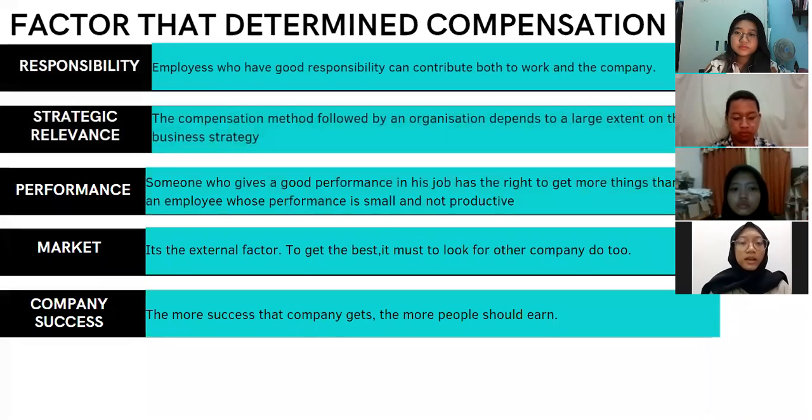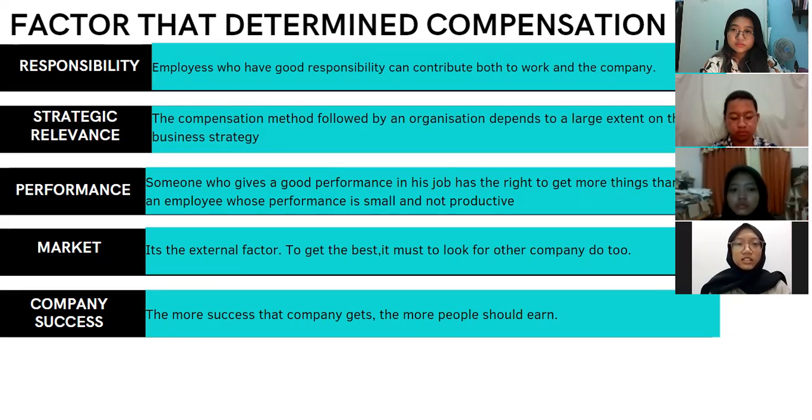Factors that determine compensation. First is responsibility. Employees who have good responsibility can contribute both to work and the company. Organizations base their pay level on the worth of a job. The wages and salaries tend to be higher for jobs involving big responsibility.